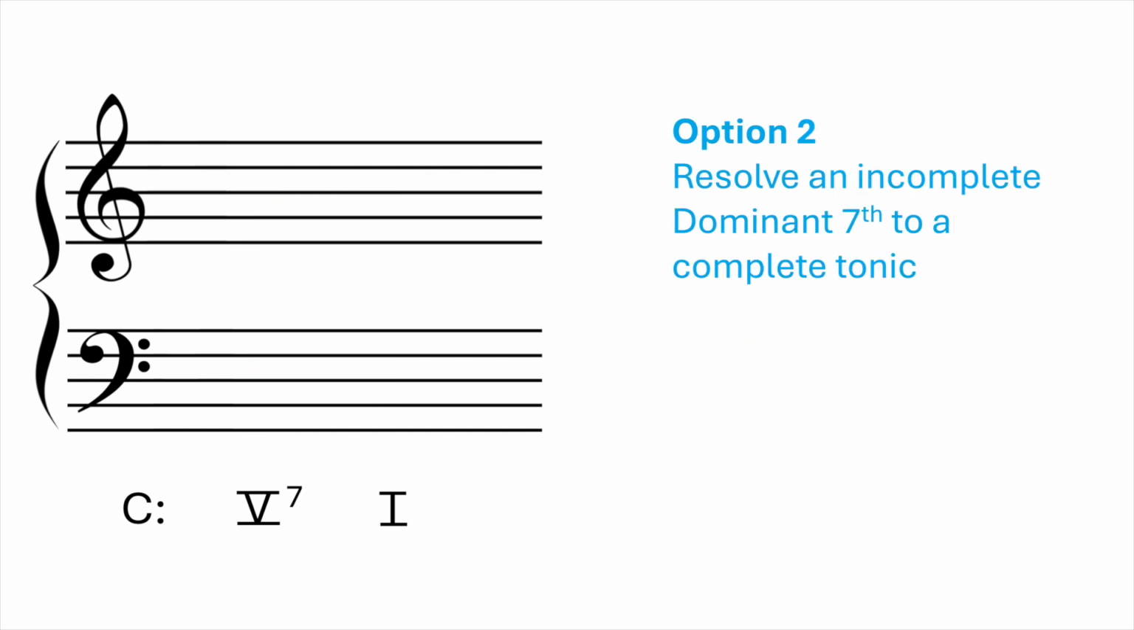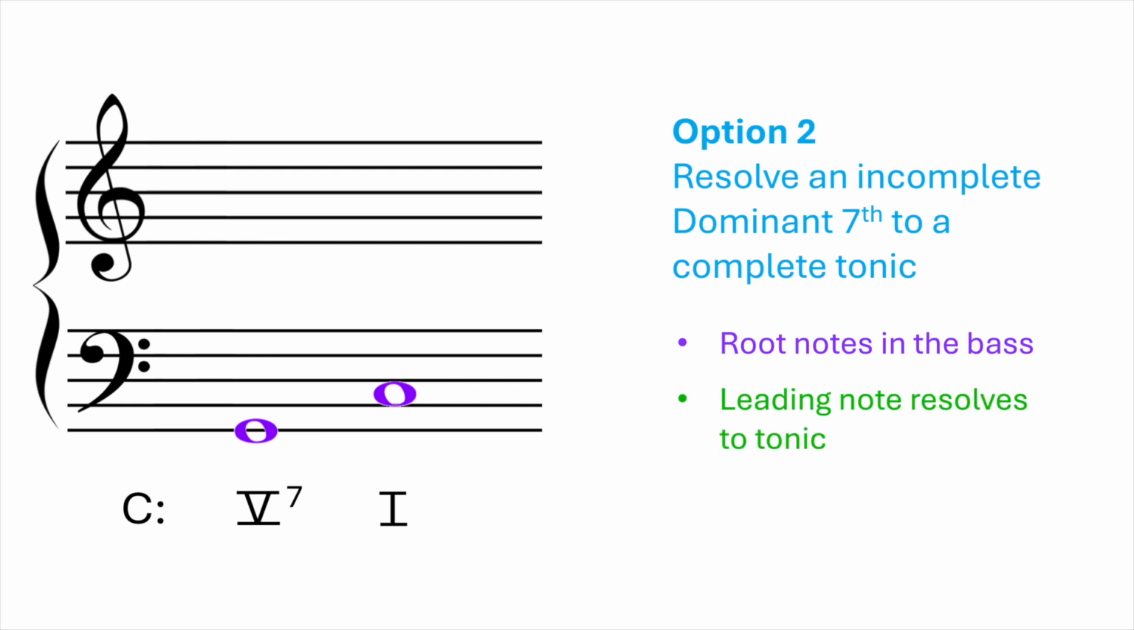This is where we resolve an incomplete dominant seventh to a complete tonic. So again, we can put our root notes in the bass. We've got our G going to our C. Our leading note must always resolve to our tonic. That's non-negotiable. And again, our fourth has to resolve to the third. The tension of that added seventh has to resolve downwards to the third.